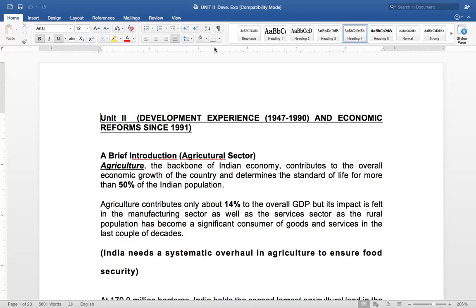Today I would like to give you the brief introduction. So here is the brief introduction of agricultural sector. As you know, agriculture is the backbone of Indian economy, and it contributes to the overall economic growth of the country, and determines the standard of life for more than 50% of the Indian population. Agriculture contributes only about 14%.